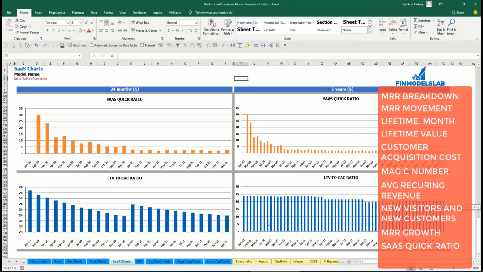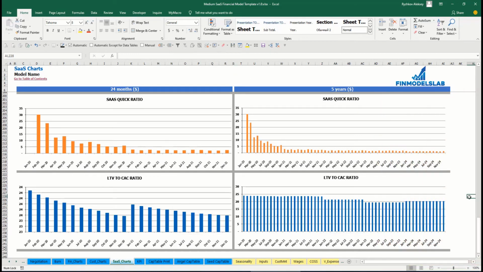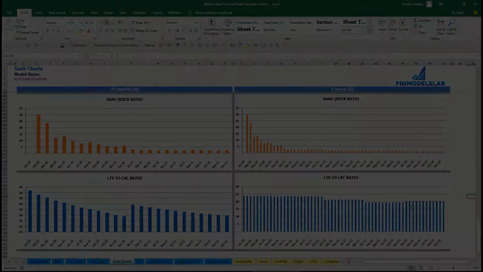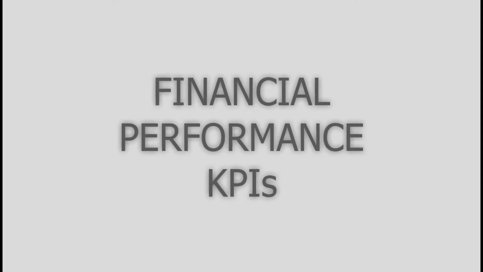And one of the important SaaS KPIs, LTV to CAC ratio, it should be also always more than 1. In this case it is minimum, I would say this is 20 in this case, so business works very good in this case. Yeah, that's it for this step.